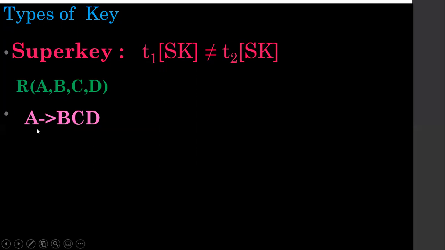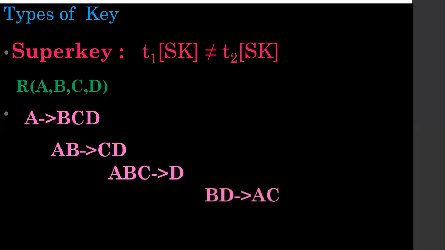So now here A can find B, C and D, so it is a super key. Similarly, here we have another functional dependency. So like this we have some 5 functional dependencies. We'll find which are the super keys. So the first one is a super key.